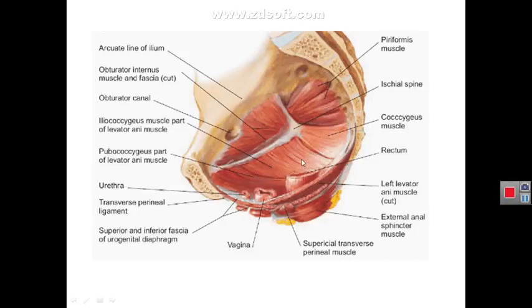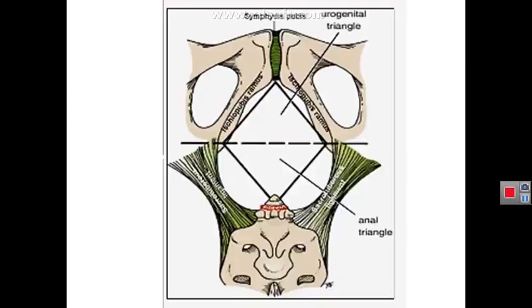The floor of the pelvis is called the pelvic diaphragm, formed by the coccygeus muscle posteriorly and levator ani anteriorly. And the perineum is located below the pelvic diaphragm here. This is the perineum, below the pelvic diaphragm.